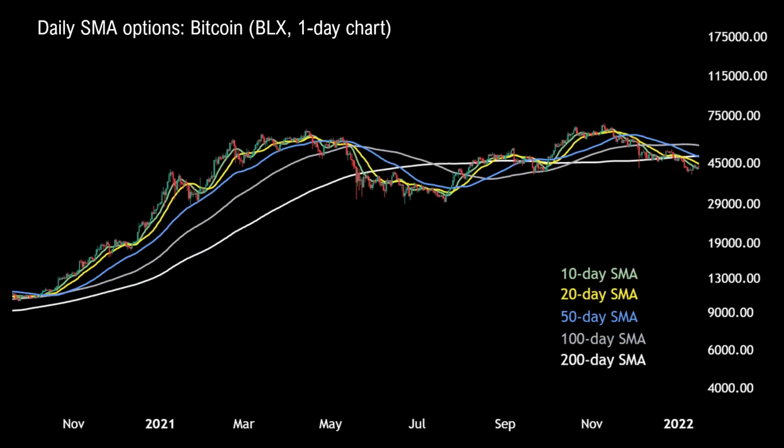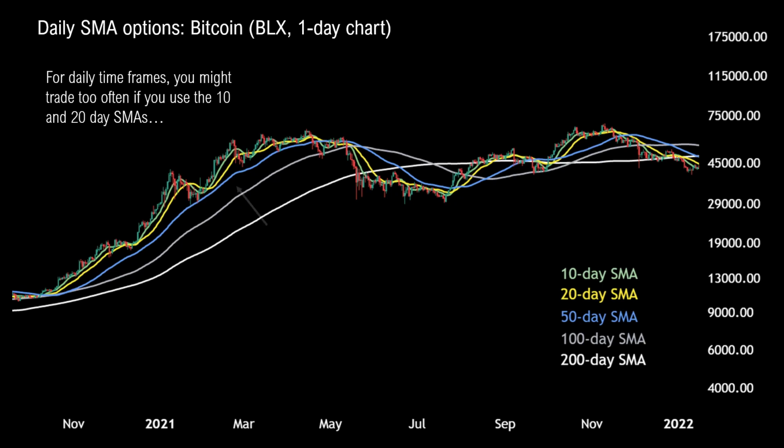Now, we've covered weekly moving averages, but as I mentioned earlier, you can have moving averages on any time frame. And here are some SMAs for the Bitcoin 1-day chart. For daily time frames, you might trade a bit too often if you use the 10 or 20-day SMAs. So it's probably better to focus on the 50 SMAs and above, especially if you'd like to cut down on trading costs. Notice too how the moving averages got wider apart when Bitcoin was in a strong trend, but crisscrossed around when Bitcoin was ranging and consolidating in a sideways pattern.